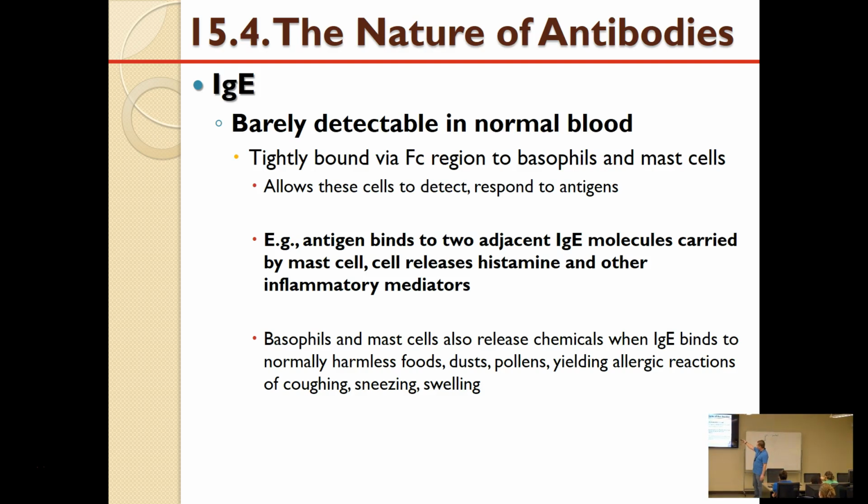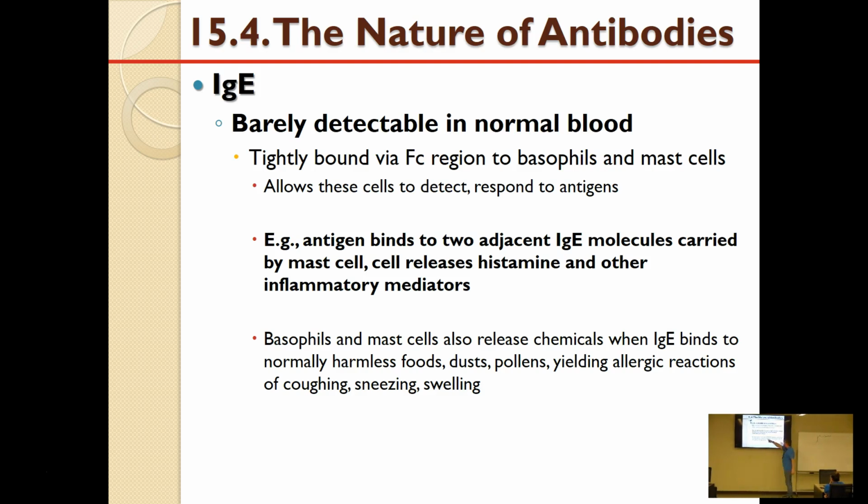So they're tightly bound to the Fc region of the basophils and mast cells. Remember, eosinophils and basophils are important for the response to an allergen. Antigen binds to two adjacent IgE molecules carried by a mast cell. The cell releases histamine and other inflammatory mediators. So the IgE is the predecessor to the histamine release. Histamine is what's actually causing you to start sneezing, coughing, watery eyes. That's your inflammatory response being caused by the histamine release. What's causing histamine to be triggered is the IgEs binding to whatever that antigen is.